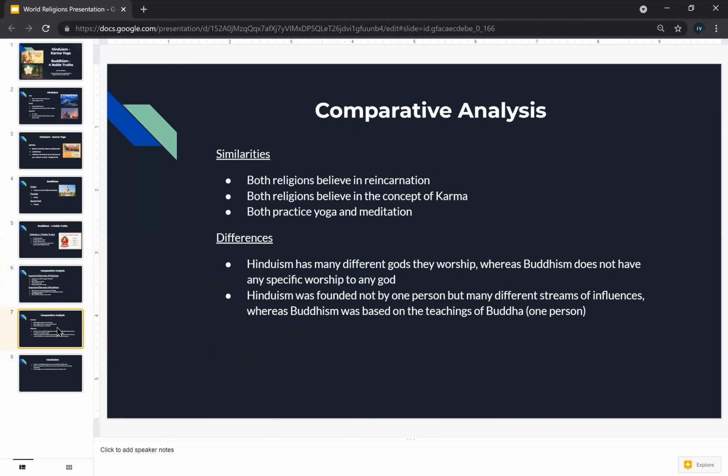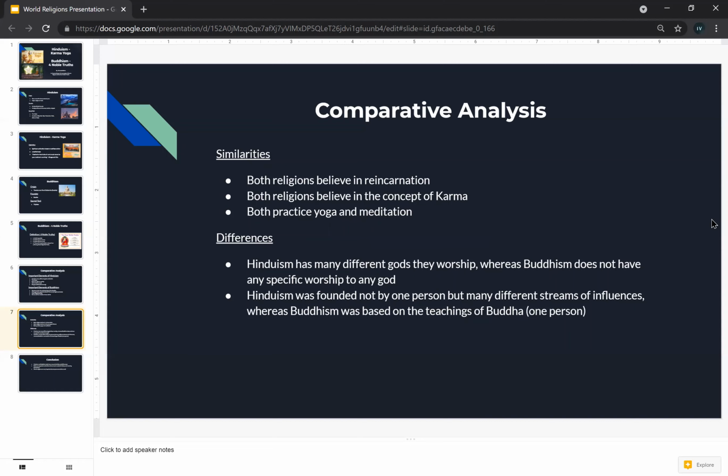So within these two religions, there are both similarities and differences. Some of the similarities between the two are that both religions believe in reincarnation. So they both believe that you go through a cycle of living through your life and going through rebirth and living lives until you reach the end goal. Both religions also believe in the concept of karma, and karma is how you live your life and how it affects you. Both also practice yoga and meditation, which are very important because it helps the individual grow and learn.